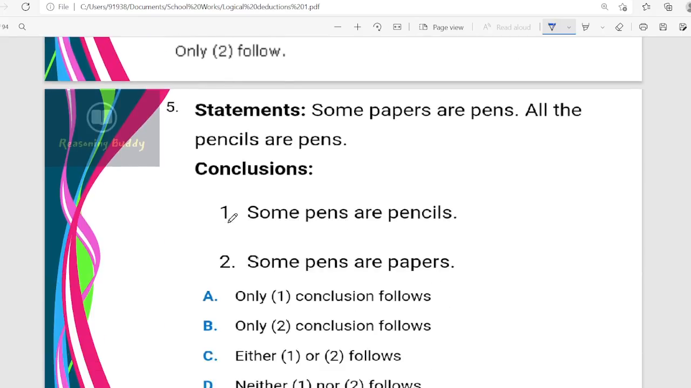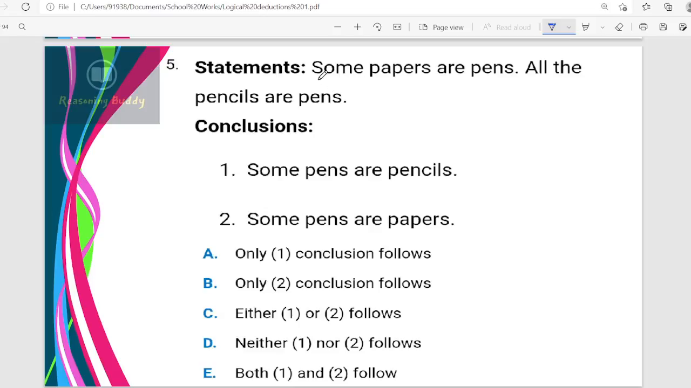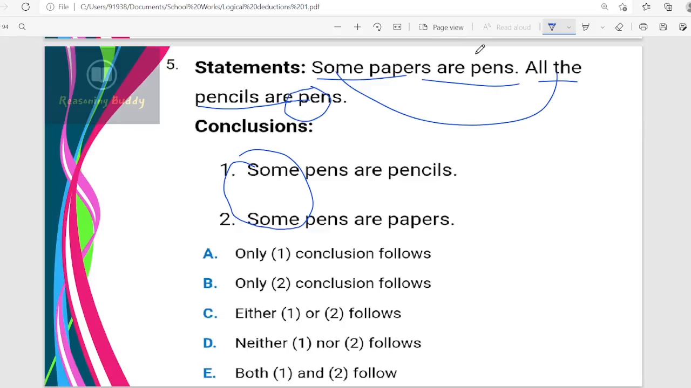Next. Some papers are pens. All the pencils are pens. Here you can see according to rule 7 the answer should be in particular, and both are in particular, right? Okay. And next, the common term is pens. So pens should be distributed at least once. But it is not distributed, so there will be no conclusion.